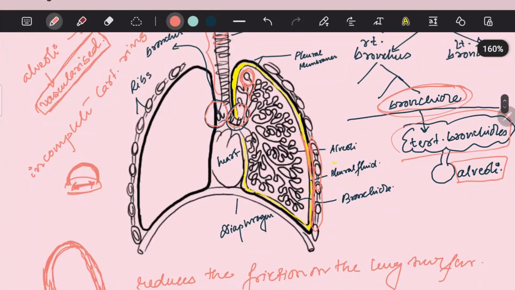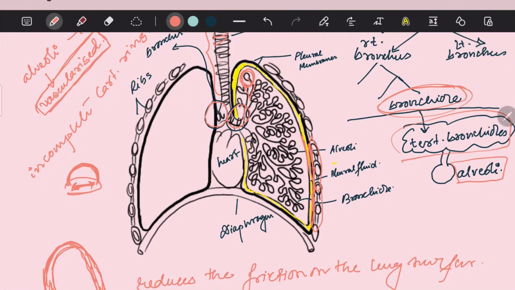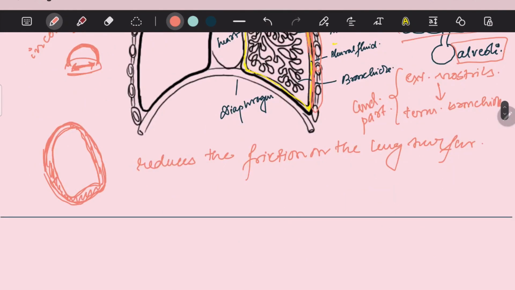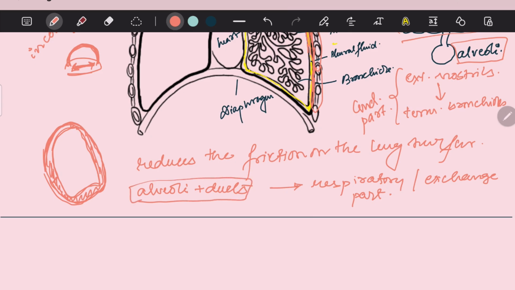Now, if we divide the entire respiratory system, then the part starting with the external nostrils up to the terminal bronchioles constitutes the conducting part, whereas the part including the alveoli and the ducts forms the actual respiratory part, or we may call it the exchange part, right? The conducting part helps in the transport of atmospheric air to the alveoli, whereas this exchange part, that is the alveoli and the ducts, helps in the main diffusion of oxygen and carbon dioxide between the blood and the atmospheric air.